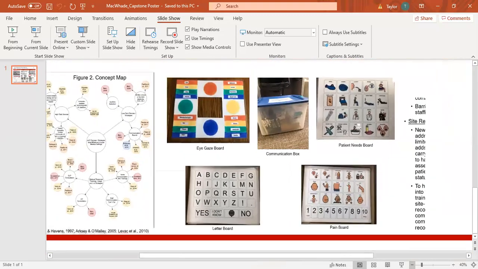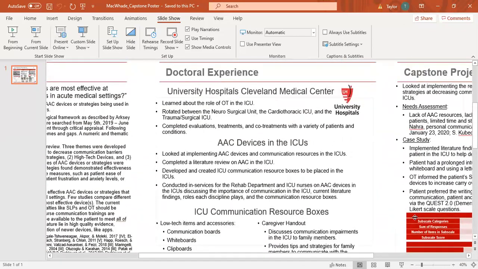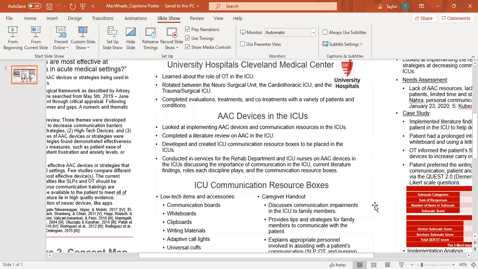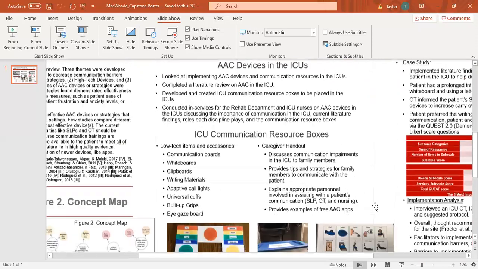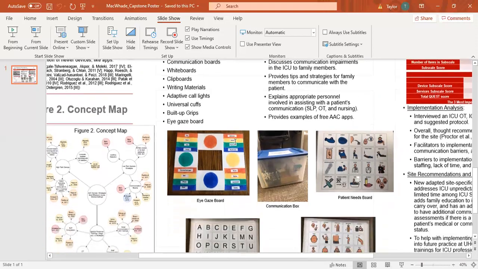So for my capstone experience, I was at University Hospitals Cleveland Medical Center. I was in their ICU, and my main role was to look at AAC devices in the ICU and then create communication resource boxes for the units. In the boxes were several low-tech items as listed below, and then a caregiver handout just to review communication impairments with family members, and then go over some strategies they could use.